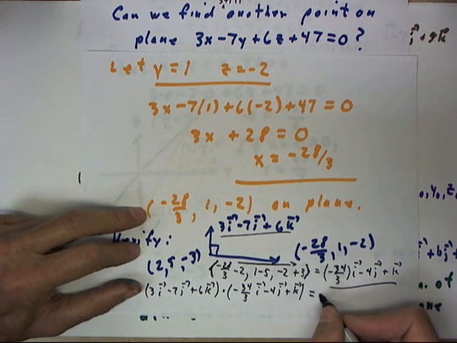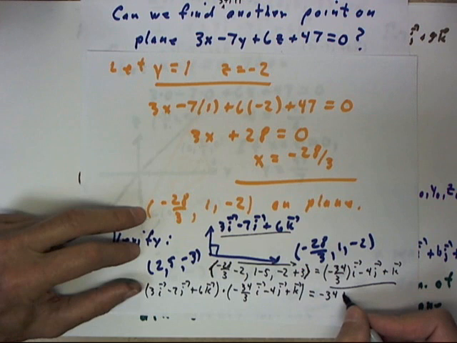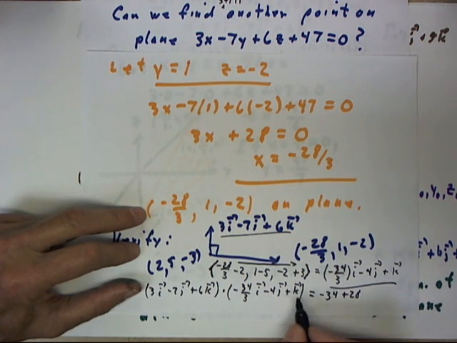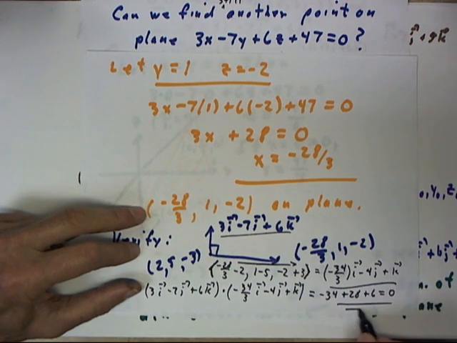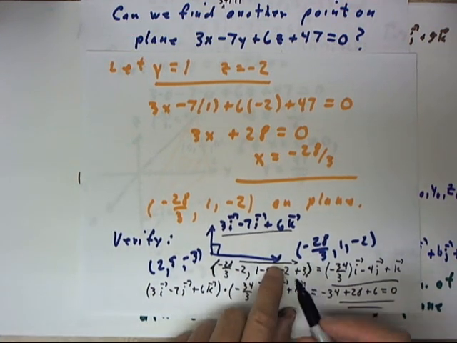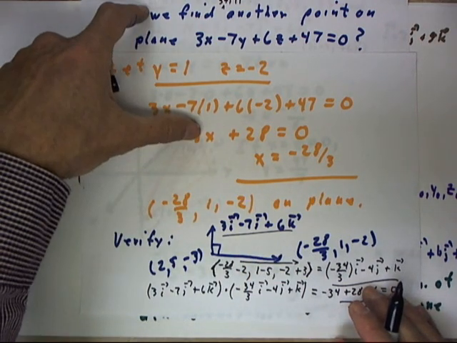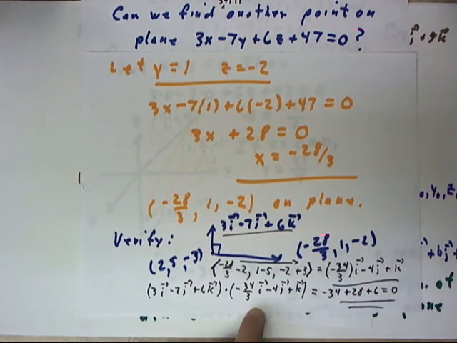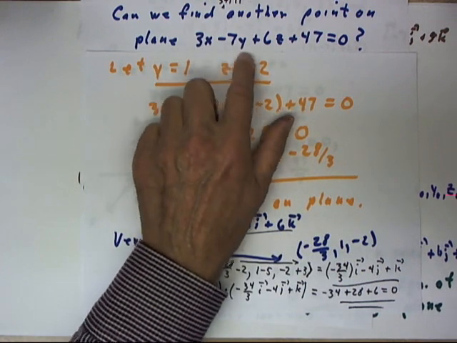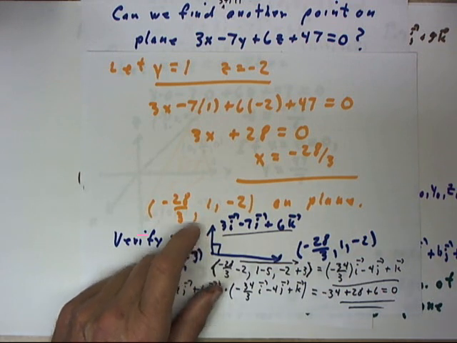Now 3 times -34/3 is -34. -7 times -4 is plus 28. 6 times 1 is 6. And that does add up to 0, showing that this point does lie on the plane, and verifying our technique for finding a point on the plane. Once more, you can choose any two values. You can choose values of 2 of the 3 variables, solve for the third, and get a point on a plane.